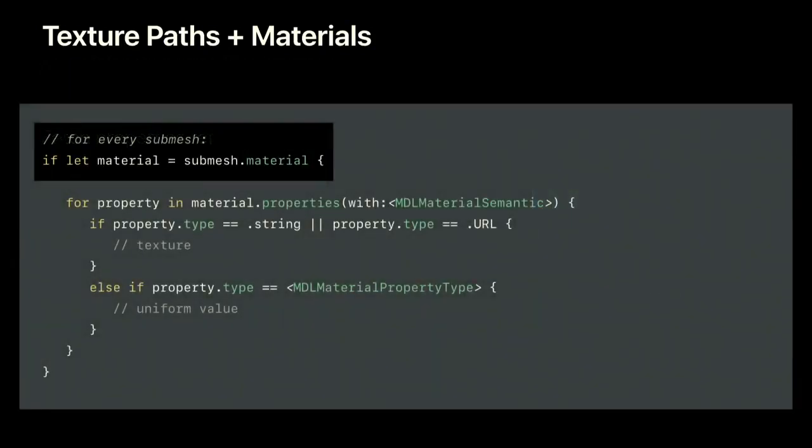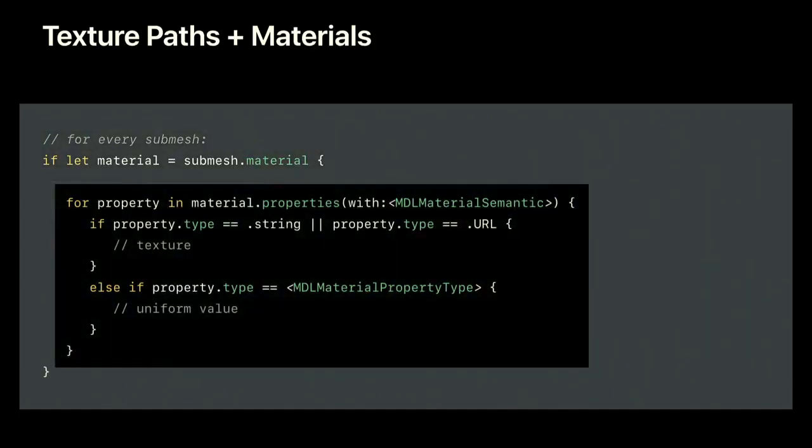Once again, the code's really straightforward. If the submesh has a material, run through all the properties. What I'm not showing you here is just filtering out the ones that we actually care about for our runtime shader. But once we've got to the point of filtering it out, we're then going to say, hey, property, are you a string or a URL? If so, we're referring to a texture, and we'll just write out the texture path for later. Otherwise, we're going to check, are you just a uniform property, like are you a float value or a color or something like that? And if that's what we found, then we'll write that out.